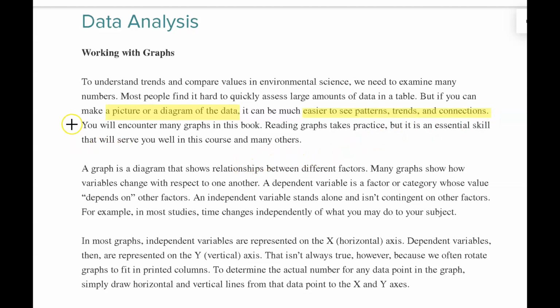There will be many graphs in this textbook, as you will see, and to be able to construct the graph correctly, to be able to read the graph correctly, is considered to be a very essential skill that any college graduate needs to possess.